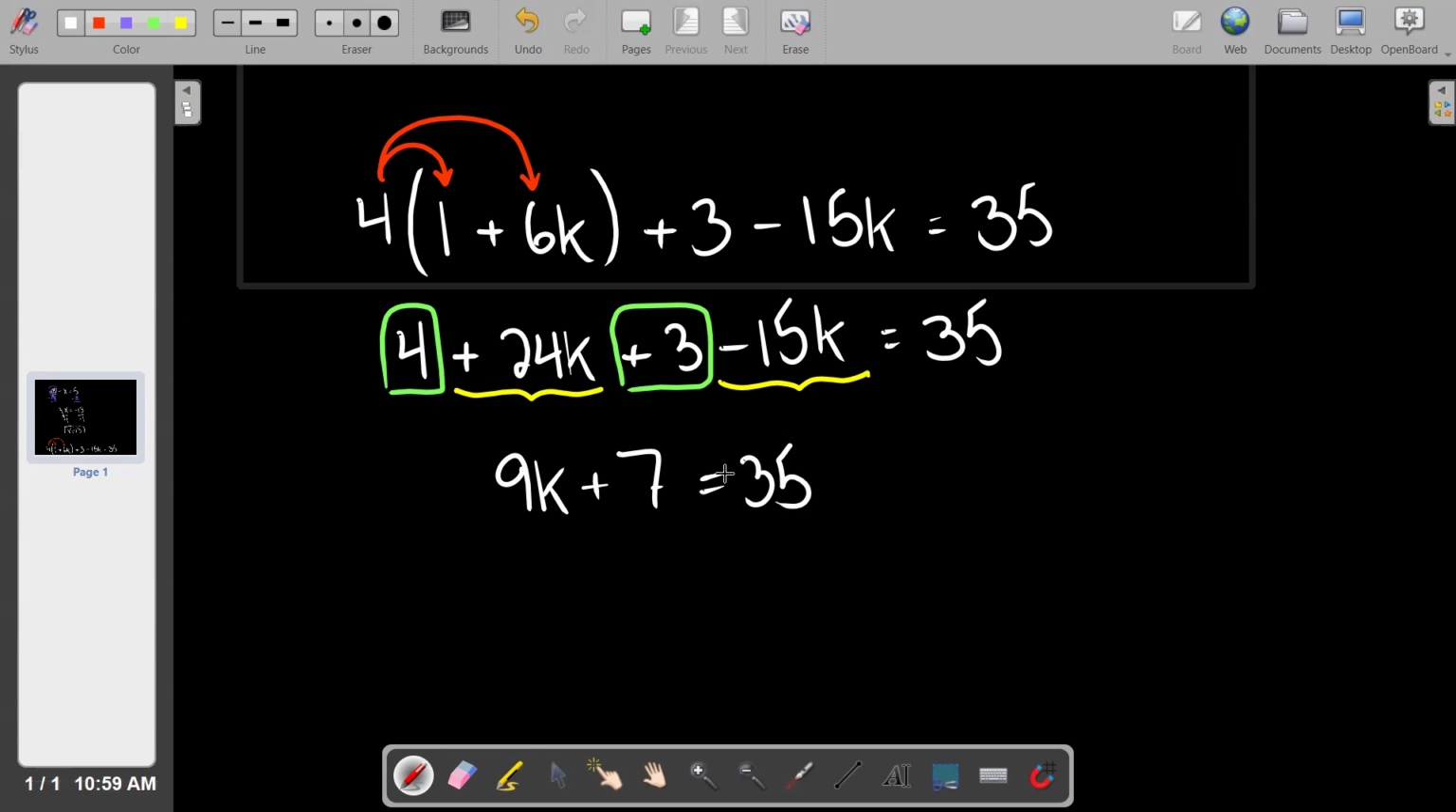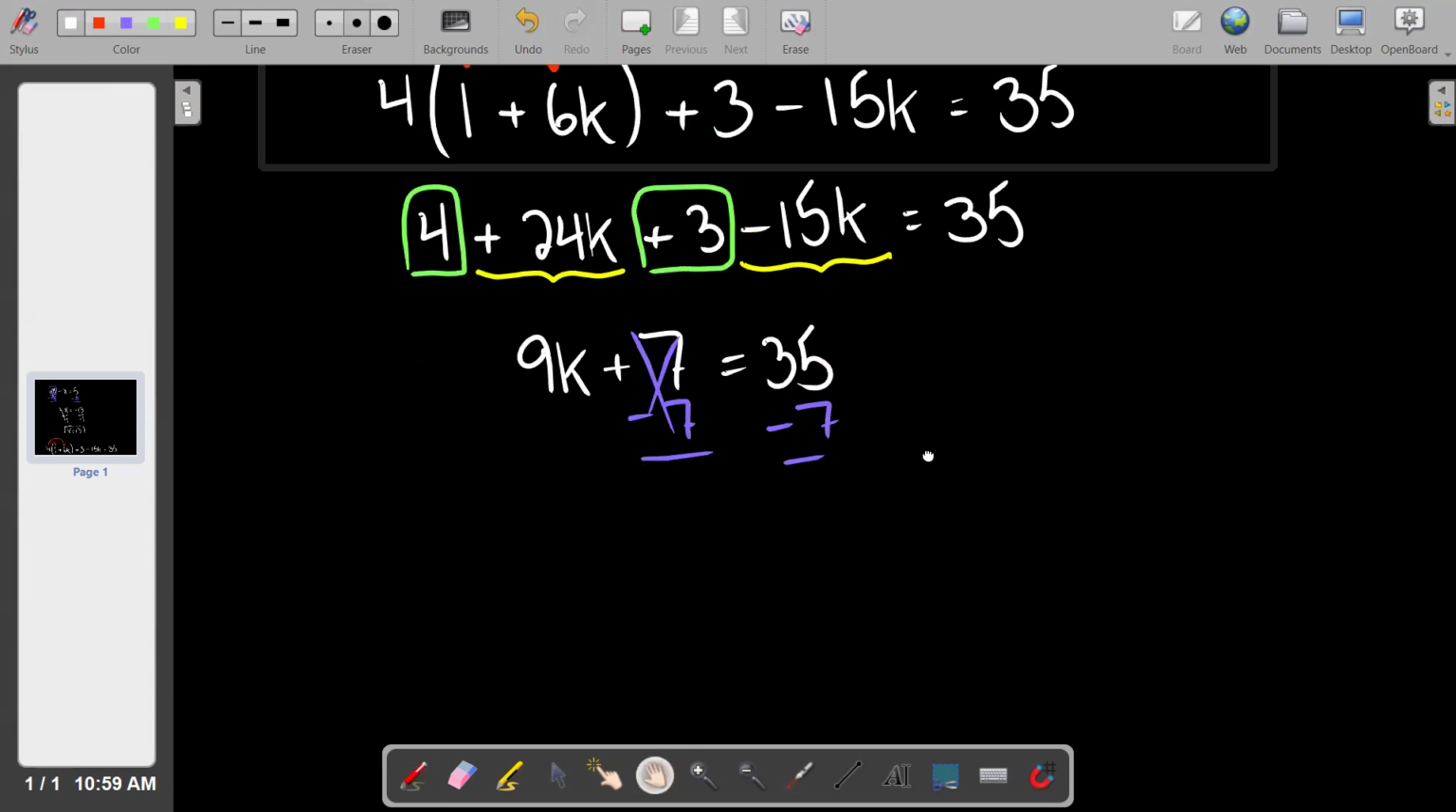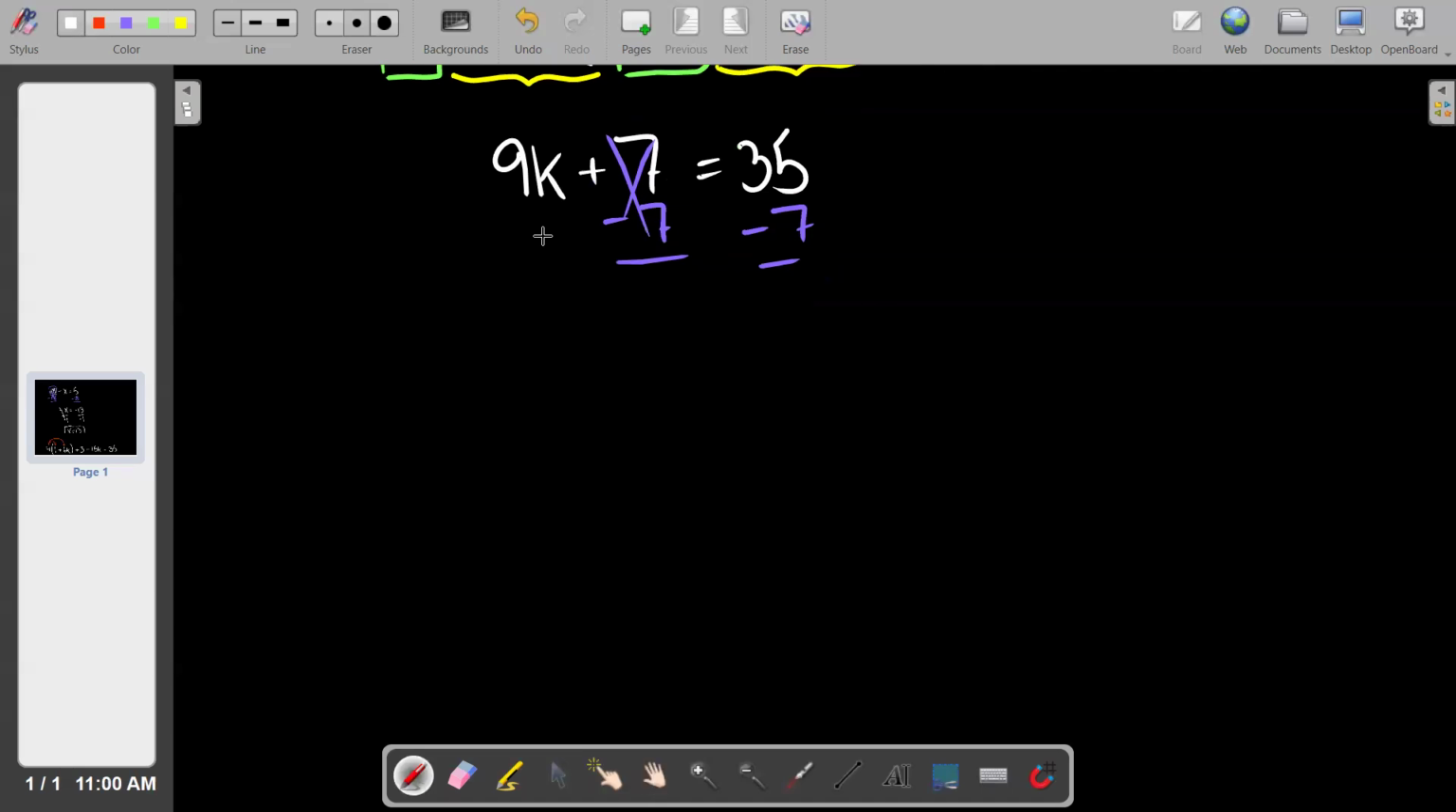So the two tests primarily for me are: number one, did the student distribute correctly? Number two, did the student know to combine like terms? And then from here, it's just a basic two-step equation. The straggler in this case is the 7, and so we want to move him out of the way. Stragglers will always be eliminated by plus and minus. So we just drop down the 9k, the equal sign, and then, of course, 28, right? And then what's the last step?